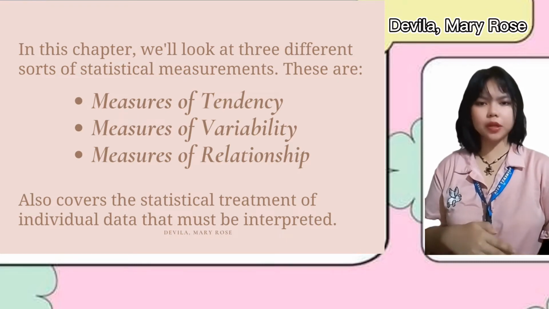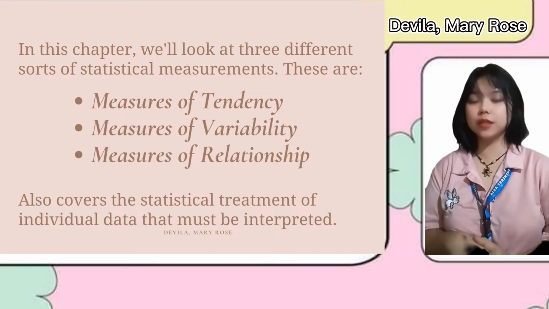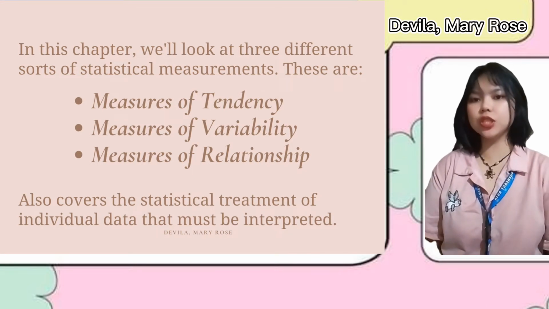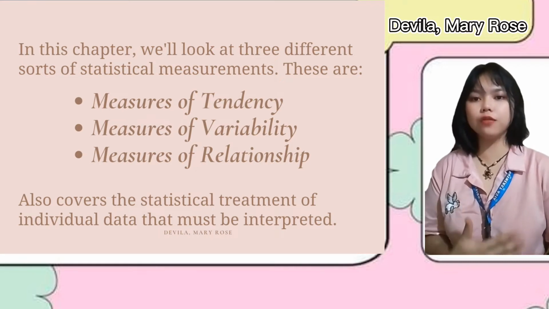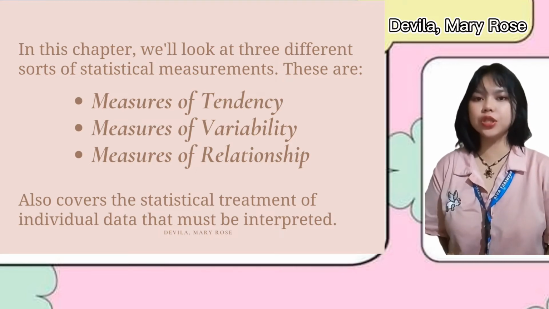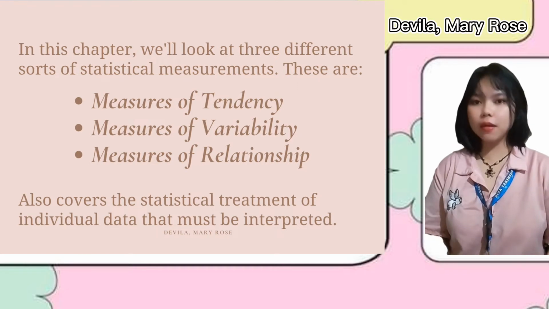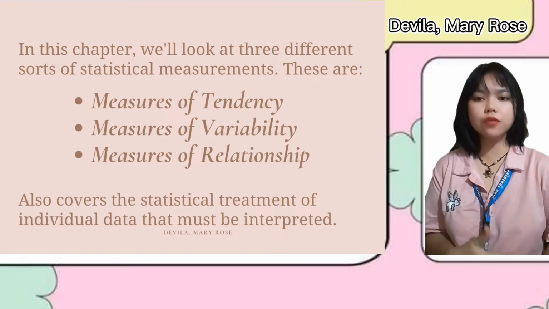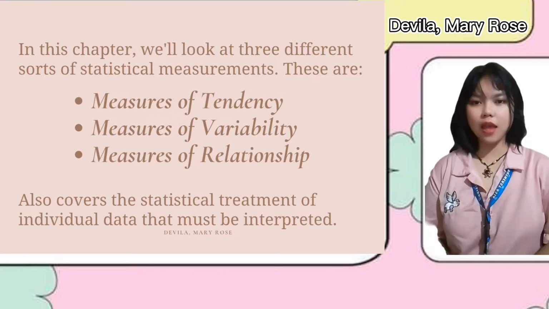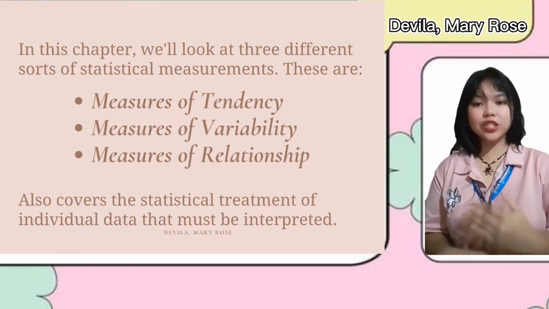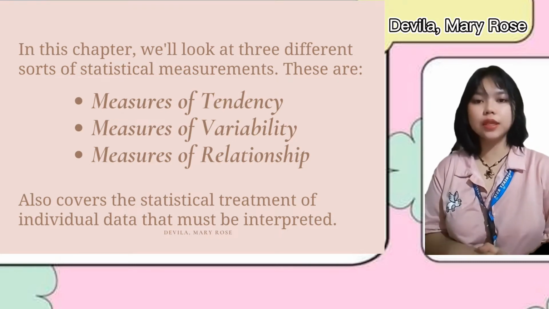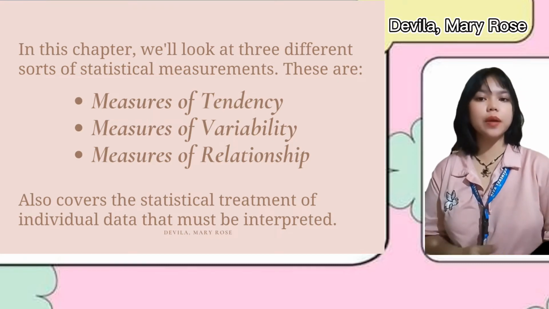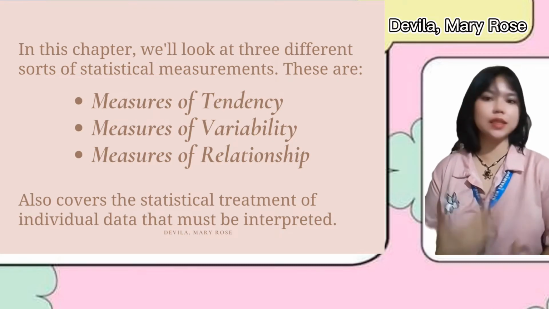Also, in this chapter, we'll look at 3 different sorts of statistical measurements. These are measures of central tendency, which identify the location of the center of various distributions using mean, median, and mode. Measures of variation, which can help convey meaningful information about sets of data. And measures of relationship, which are statistical measures that we use in the context of univariate populations. And this will be followed by a more detailed explanation by my other teammates.